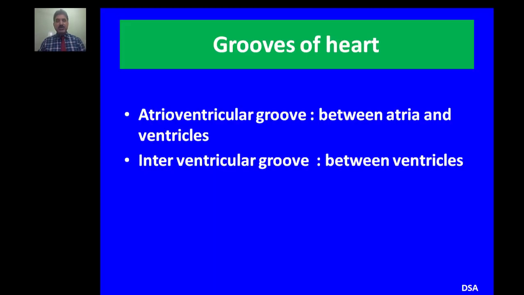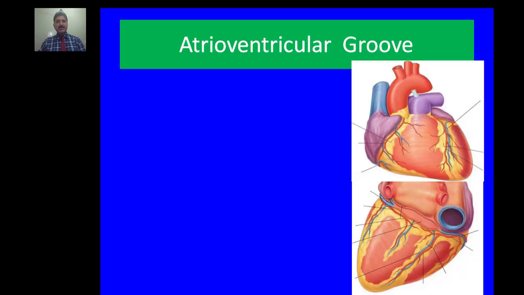What are the various grooves on the surface of the heart? There are two types of grooves on the surface of the heart. A groove between the atria and ventricles is called the atrioventricular groove. It separates the atria from the ventricles. The interventricular groove lies between the two ventricles.